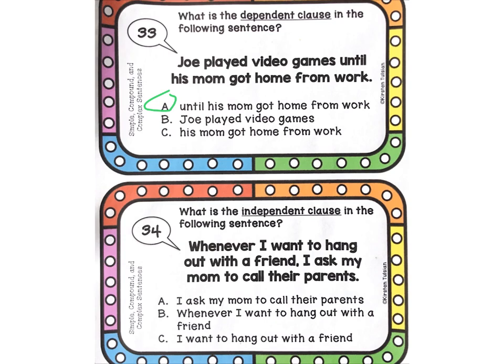And if I look at number 34, we're looking for the independent clause in this one. See if you can find the independent clause. Which one can stand by itself? Whenever I want to hang out with a friend, I ask my mom to call their parents. Let me try that again. Whenever I want to hang out with a friend, I ask my mom to call their parents. See if you can figure out which one can stand by itself.